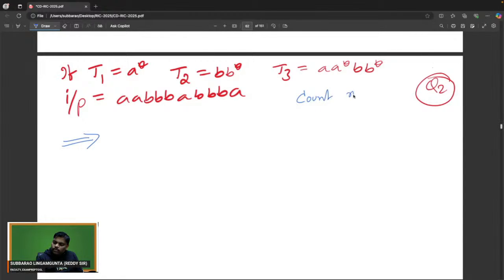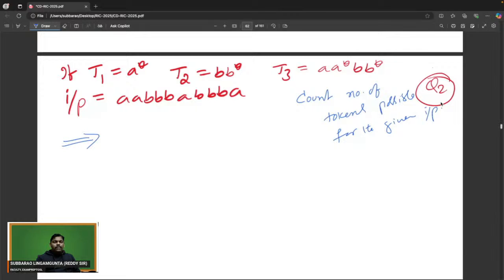Count the number of tokens possible for the given input. Try properly. T1 is equal to A star, T2 is equal to BB star, T3 is equal to A star, B star. Count the number of tokens possible for the given expression.